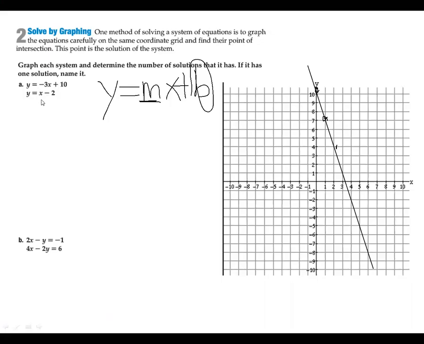And the second one is y equals x minus 2. So the y-intercept is negative 2, and the slope is 1. So you would just go up 1 over 1, up 1 over 1, and keep going like that. Your line would look like this. All right, and so we could put our arrows on the lines, and you can see that they intersect right there, and the solution is (3, 1).